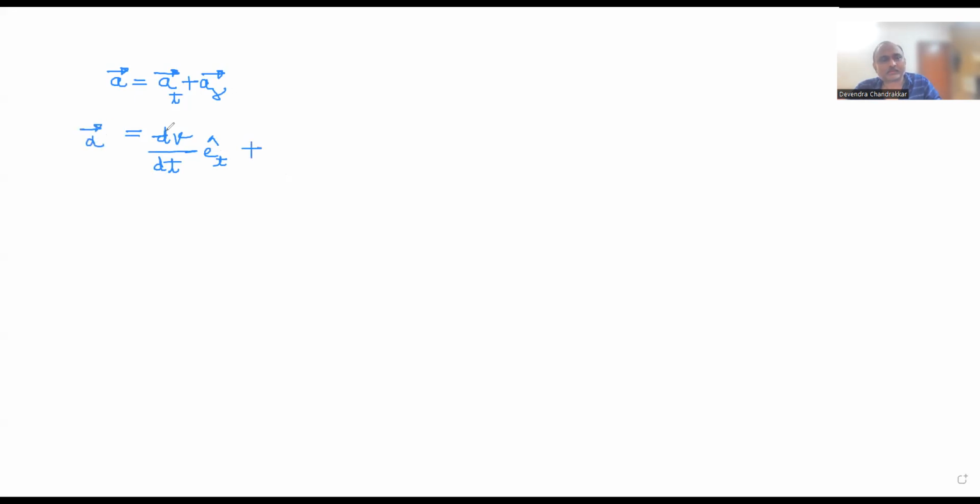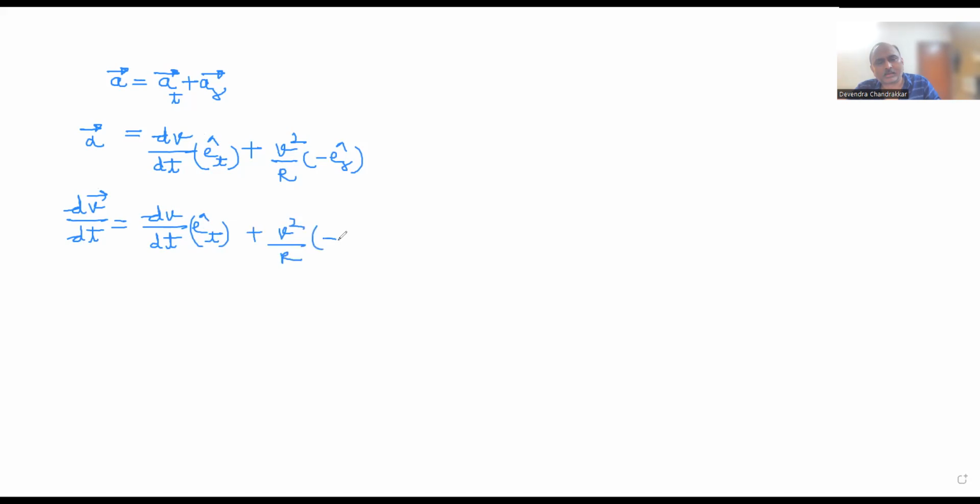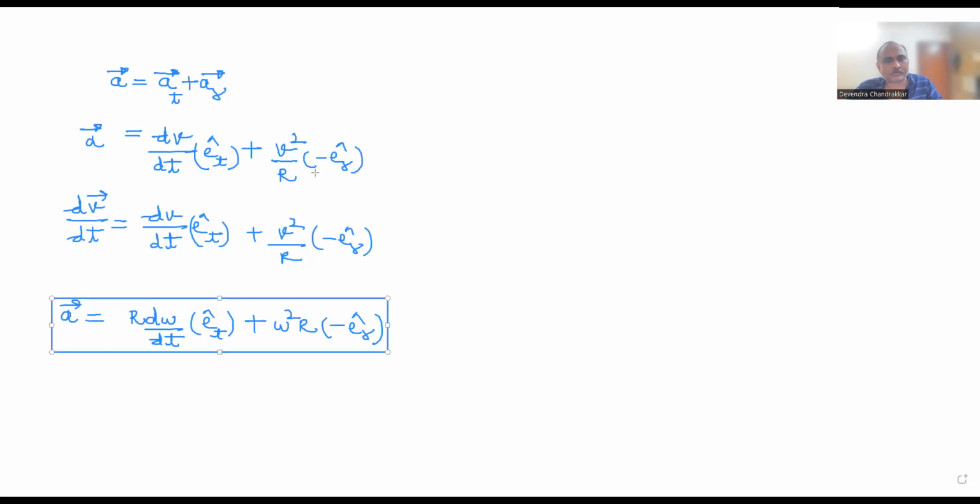So this is dv by dt et cap plus v square over r, this is minus er cap. I hope all of you remember it. Yes or no? Yes, sir. And this a vector is dv vector upon dt, and this is dv by dt et cap plus v square over r minus er cap. This was in terms of v. In terms of omega, we can write it as r d omega by dt et cap, where et cap is the tangential unit vector, and this is omega square r minus er cap. This is a vector. I hope all of you understood this and you remember it.